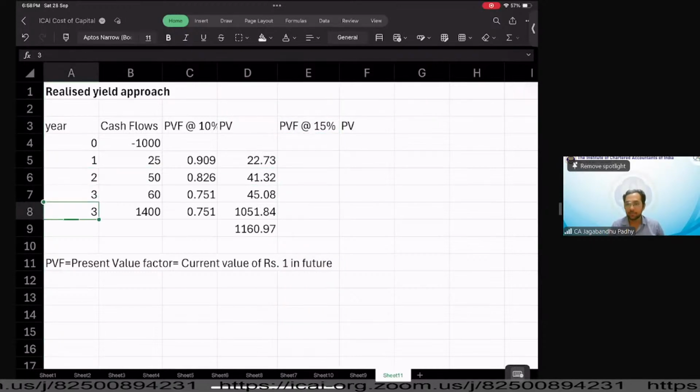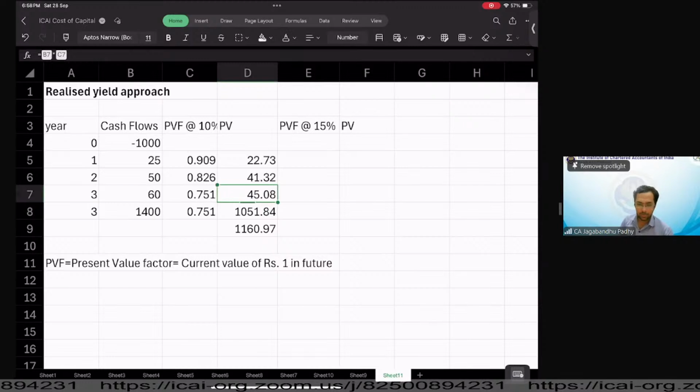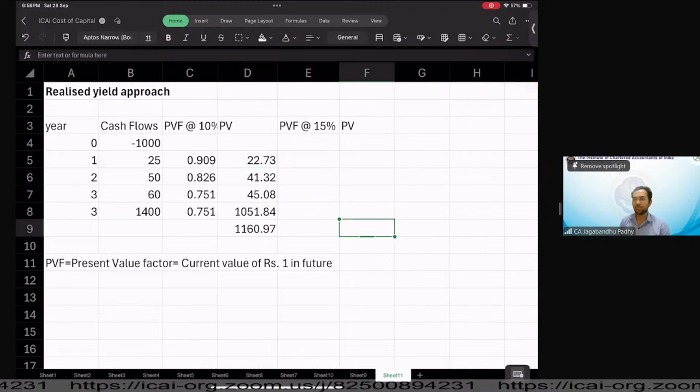The year is 3 only, because we are selling this in the 3rd year. Give me the present value of all these cash flows, with the PV factor at 15%. Calculate the PV, guys.